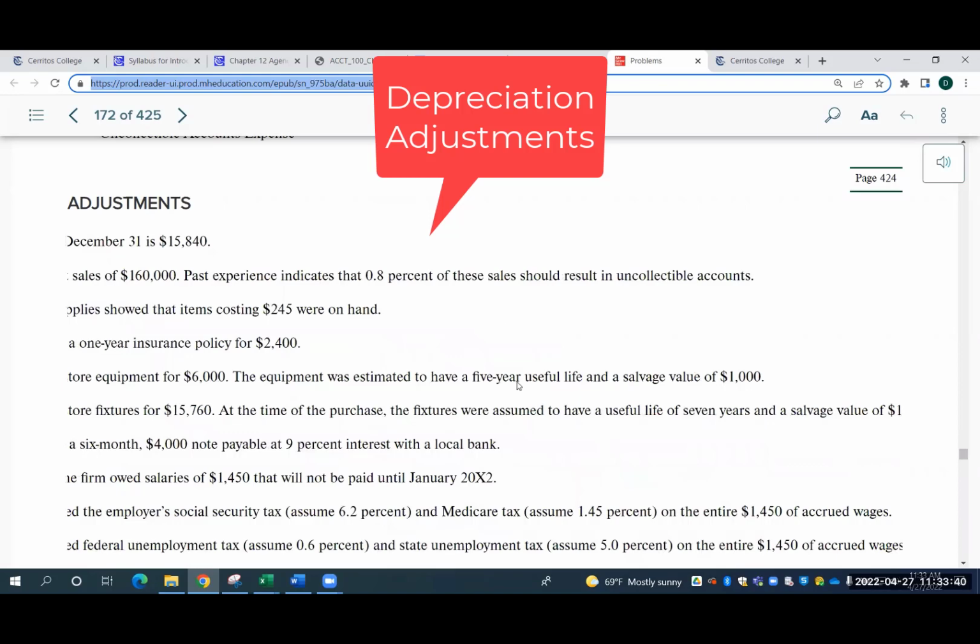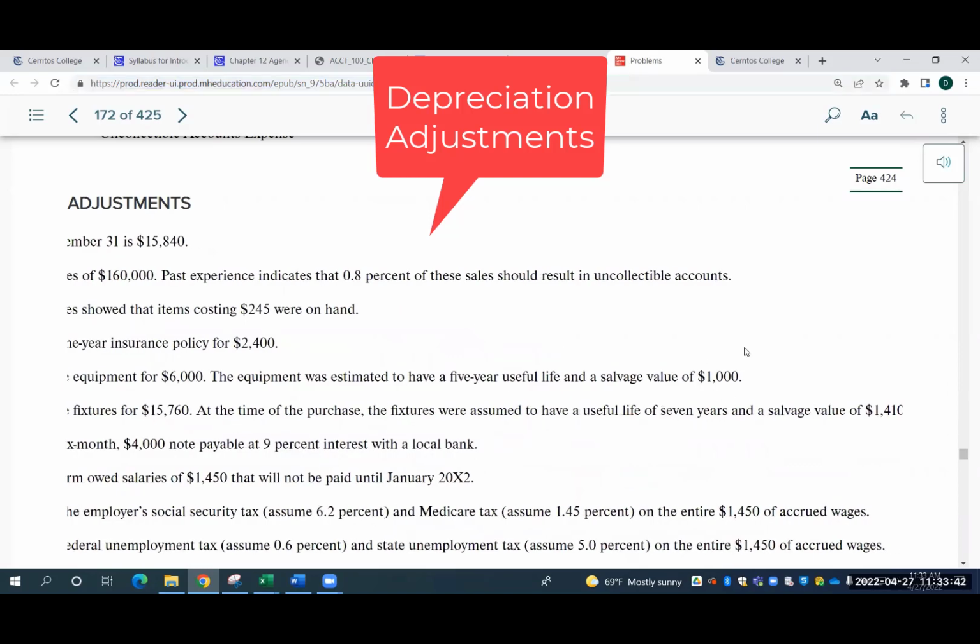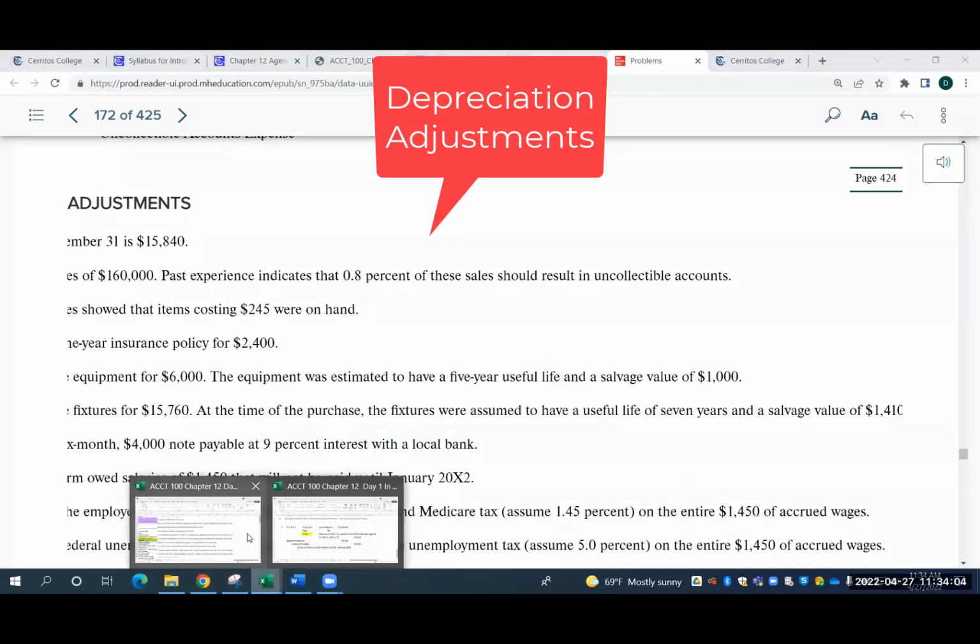The equipment had a 5-year life and a salvage value of $1,000. Okay, that was the part that got cut off. So we're going to have to go calculate depreciation on that one. So what we're going to do is take 6,000 minus 1,000. Okay, that's 5,000 divided by 5 years. Looks like it's going to be $1,000 a year. So let's go put that in.